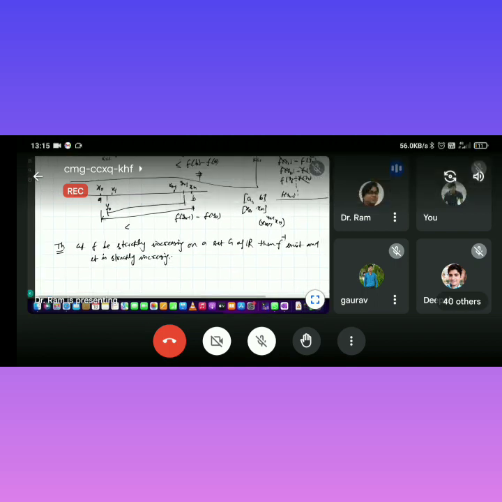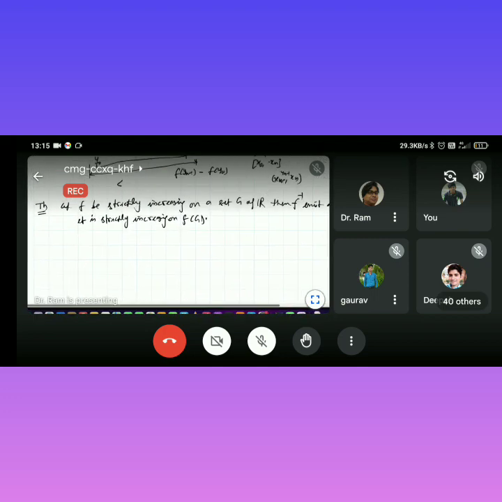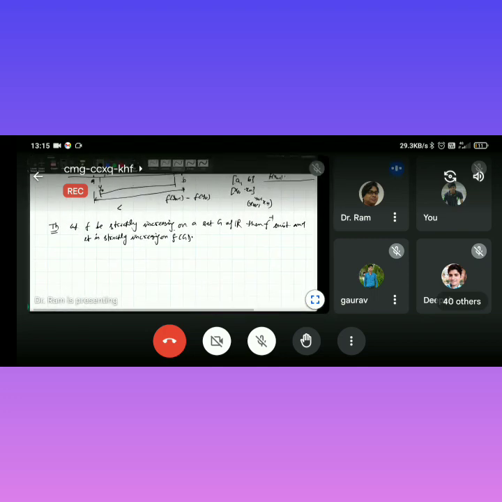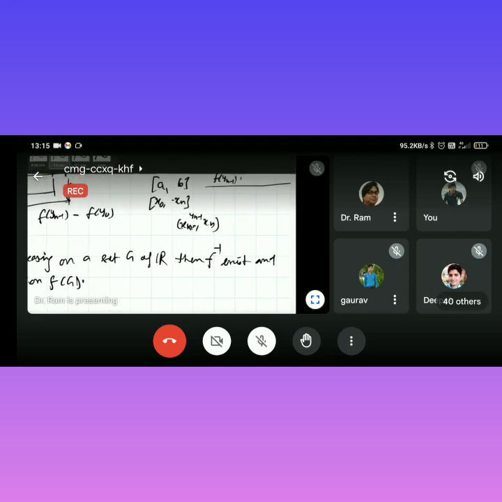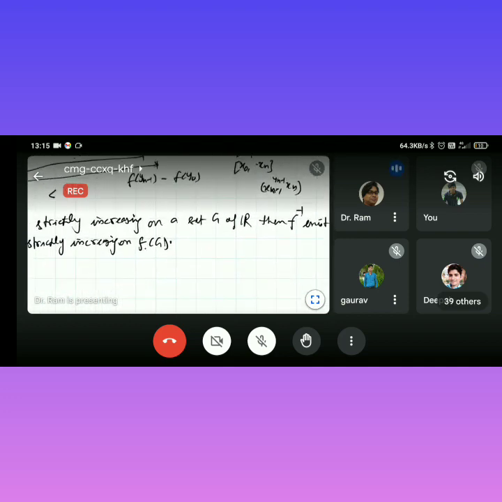और अब की बार स्ट्रिक्टली इंक्रीजिंग कहाँ होगा? इट्स डोमेन विल बी f of g. Statement clear? F is strictly increasing, then we have to show that F inverse must exist, and this F inverse will also be strictly increasing on this domain. Are you getting my point?